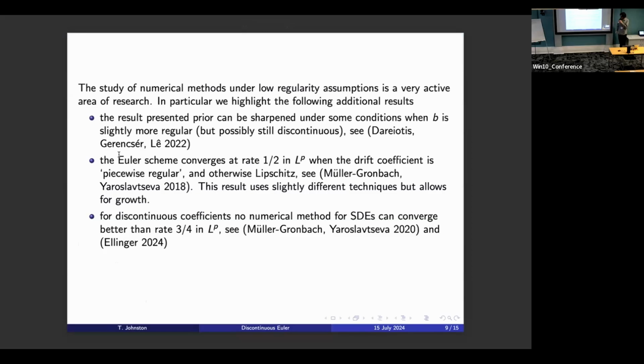Furthermore, Müller-Gronbach and Yaroslavtseva, along with their PhD student Sieglinde, have proved a variety of optimality results. They've proved that if you have discontinuous coefficients, you can never converge at a rate faster than 3/4, no matter what numerical scheme you use. So both for the Euler scheme and any other numerical scheme, you can't converge faster than rate 3/4.